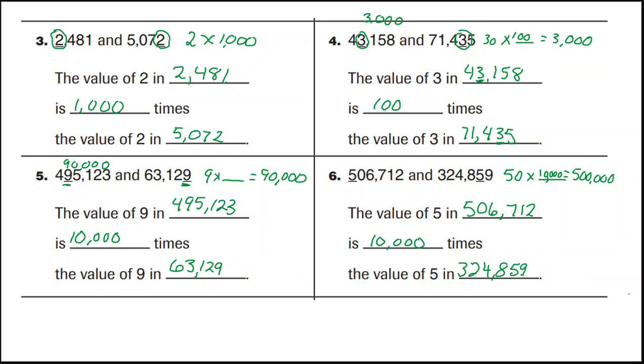All right, so this 5 was worth 50, and if you multiplied 50 times 10,000, you'd get 500,000. Okay, go ahead and give those a try.